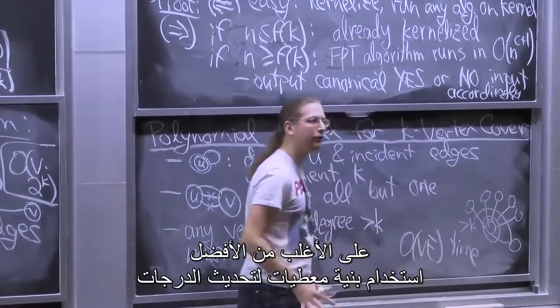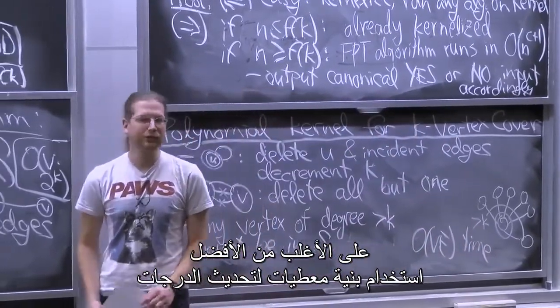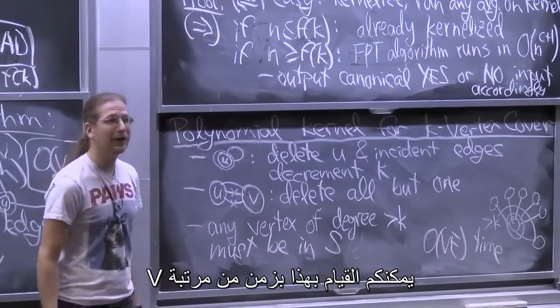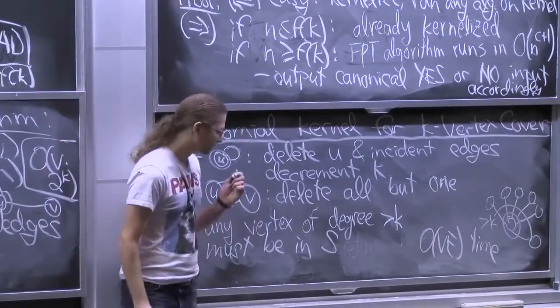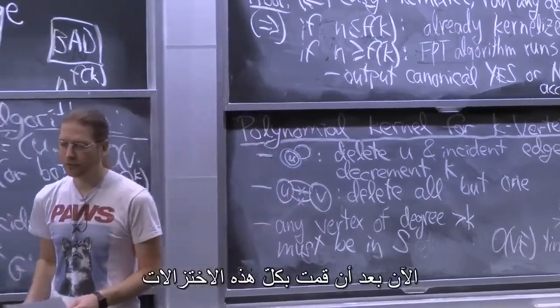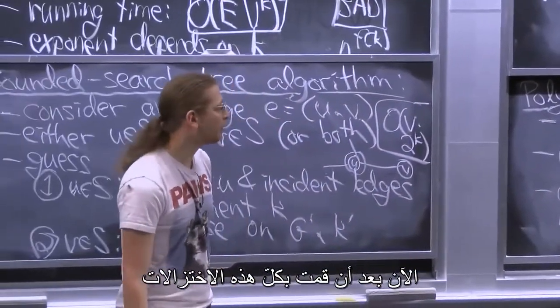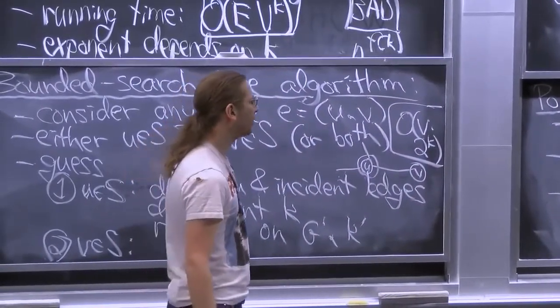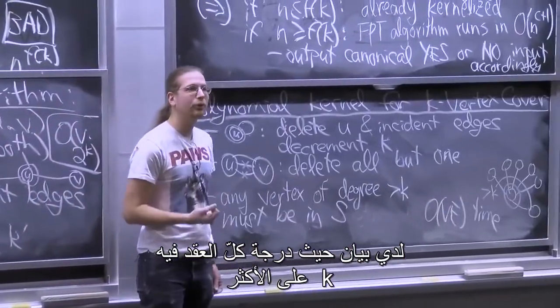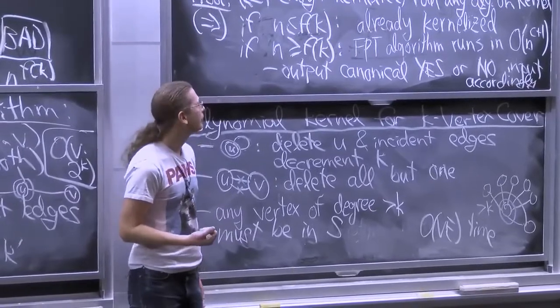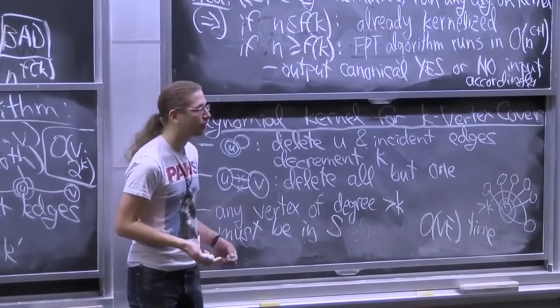Probably, if you're clever, use a data structure to update degrees. You could do this in order v time. But let's not be clever yet. All right. So now, after I've done all of these reductions, I have a graph where every vertex has degree at most k. So it's like a bounded degree graph.